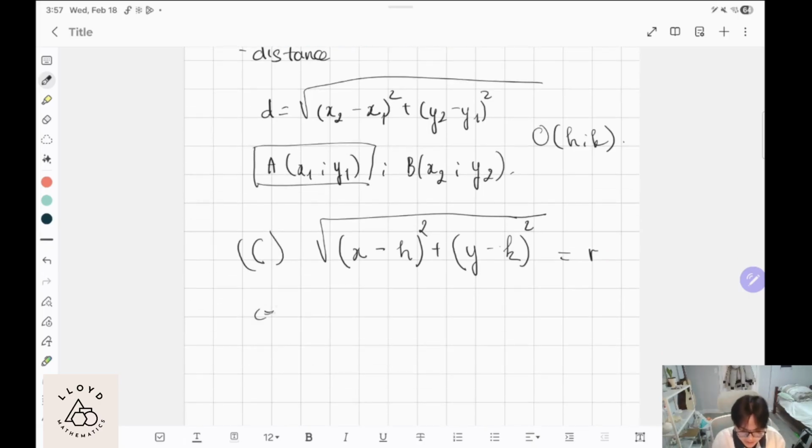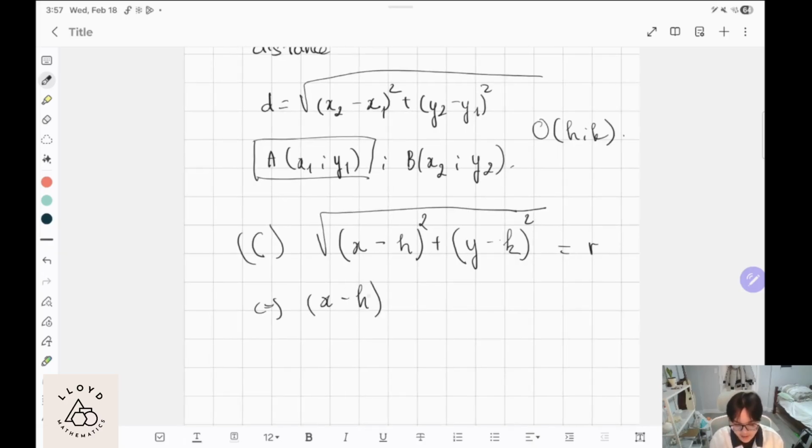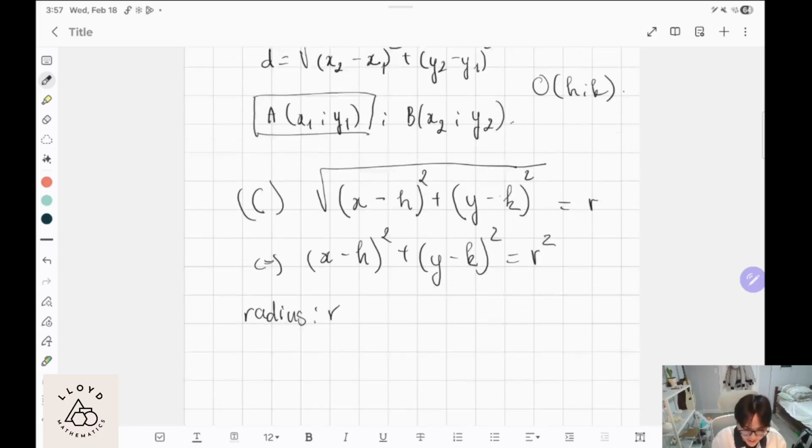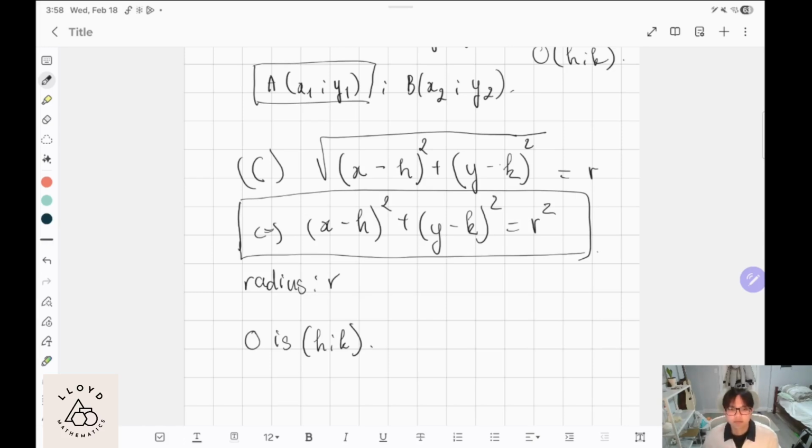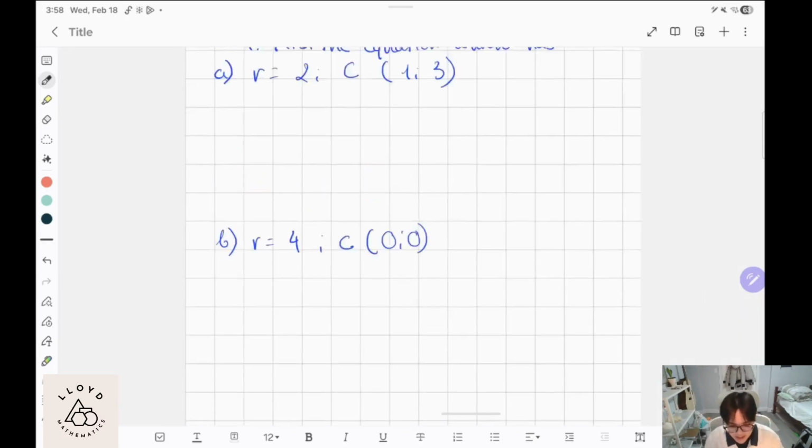Right now we just need to square both sides of the equation. So we get x minus h squared plus y minus k squared equals r squared. Here's the formula of a circle which has radius r and center point O, which is h and k, right? So remember this equation.